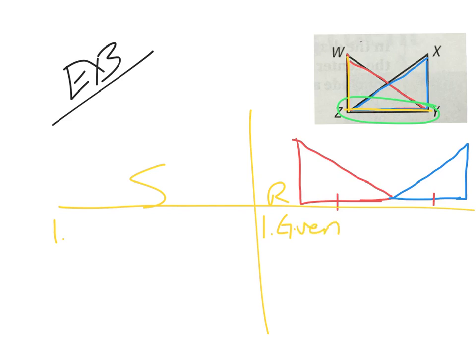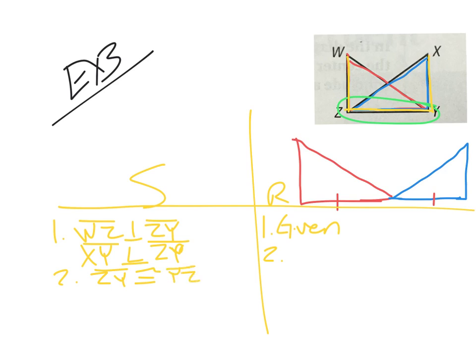WZ is perpendicular to ZY. Okay, and the other one we know is on the other side. XY is perpendicular to ZY. Okay, and then we already did the first one, which was ZY is congruent to YZ. And this is a given.